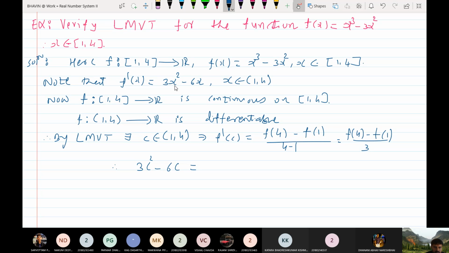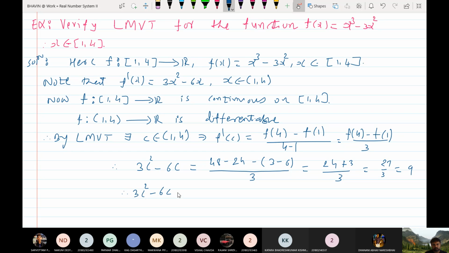यहाँ पे कितना आएगा देखिए, 48 माइनस 24 माइनस f1 कितना होगा, 3 माइनस, ये कितना आ गया देखो 24 माइनस, तो ये वैल्यू कितनी आई 9. तो 3c square minus 6c minus 9 equal to 0.